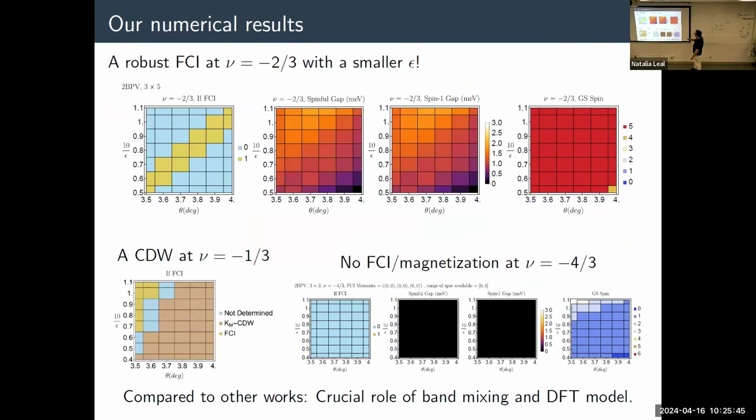I think some of these diagrams are not yet published. You have to be careful in the sense you have not only to get pretty good DFT parameters, but you also have to include band mixing. Band mixing is very important here. This is the only way to explain why you don't have any quantization at -4/3. At 1/3, you do have a charge density wave, and you have, of course, a very strong state at -2/3.